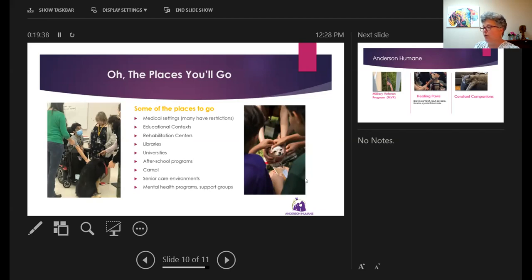After school programs, we have done a lot of that in some low-income housing in our area. And that is very, very rewarding. Camp. There are lots of different camps out there, especially in the summer, and they're always looking to keep the kids busy. And so we have visited a few kids' camps this year. There's our senior care environments. And we are trying to branch a little more into mental health programs, support groups. Maybe now that COVID is, I hope, a little more at bay, some of those group therapy and support groups are going to begin coming together again, and we can bring our dogs there.